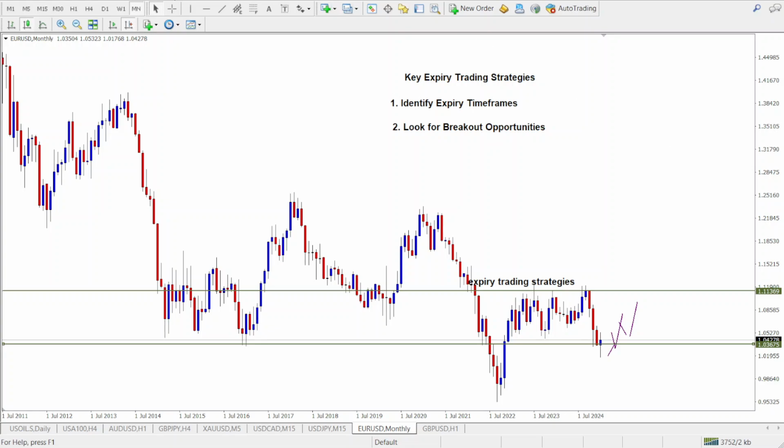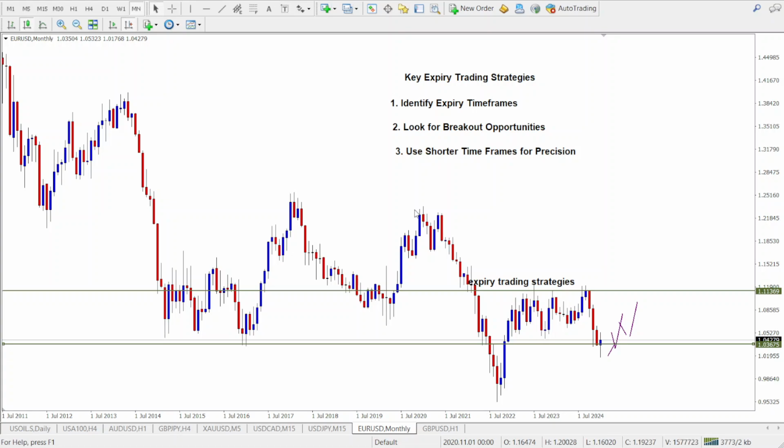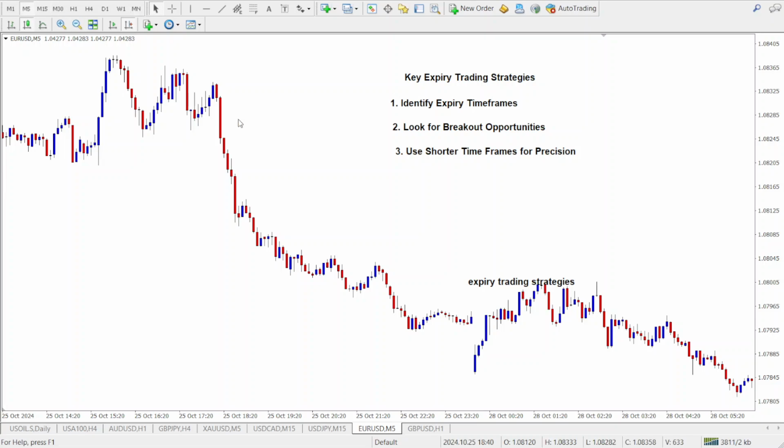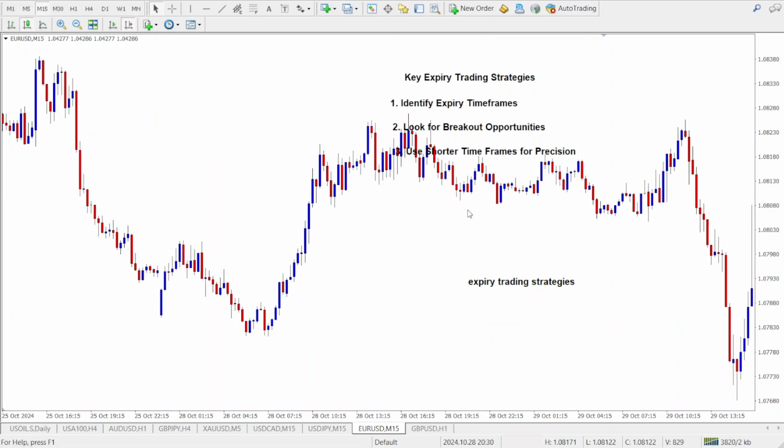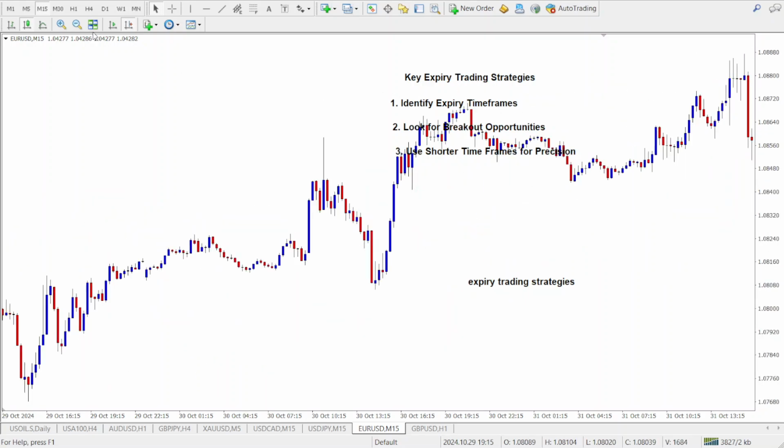All right, now the next thing for you to know is use shorter time frames. It's important to use shorter time frames for precision. Now expiry trading actually demands precision, so use shorter time frames like 5 minutes or 15-minute charts, because these can give you better insight into short-term price movements.